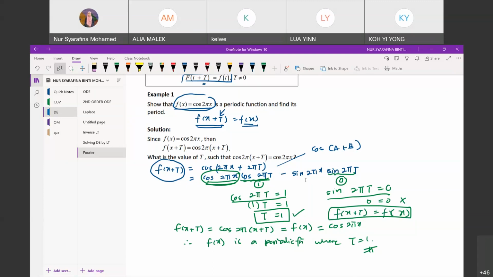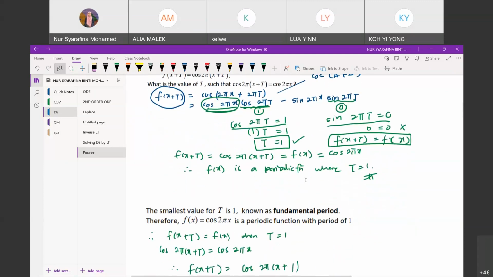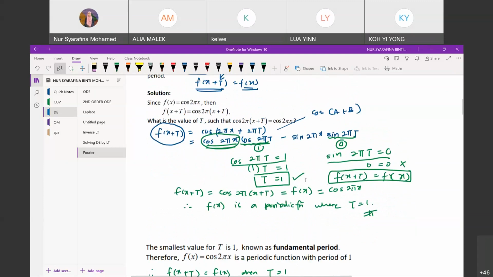All of you understand? Okay. Right, so this t equals to 1, we call it a period or fundamental period. Therefore, f(x) is a periodic function with a period of 1.